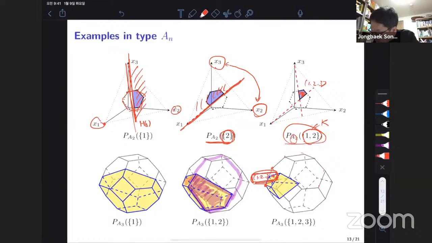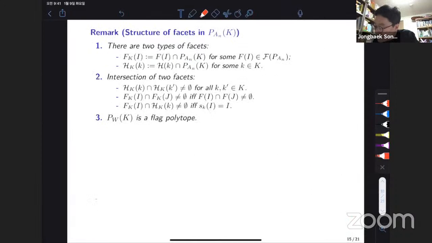Or this facet is a part of the original facet of this permutohedron, right? So there are two types of facet here. One is the facet coming from the original facet of the permutohedron, and the other is the facet coming from the hyperplane which I cut. And the intersection relation is something we can understand.